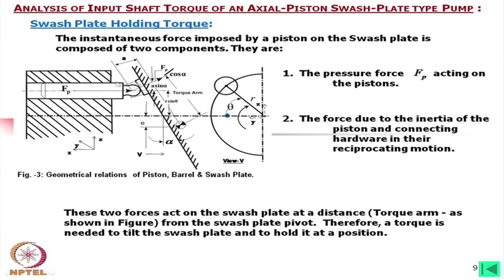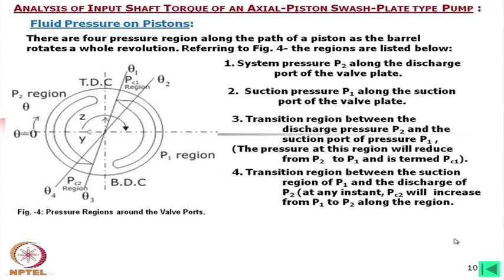So, of these three forces, what creates a torque on this shaft is this sine component. But if we consider the torque to hold this, we can simply consider this Rn force, and the Rn force into this torque arm will give us the torque on this swash plate. Now, this Rn force is again varying depending on the piston position, so we can easily calculate how much torque is coming on this shaft, this swash plate pivot.